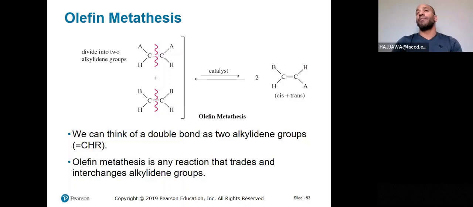Olefin metathesis, though, is an important reaction. No mechanism is required. However, olefin metathesis is about reacting two alkenes together, and those two alkenes, if they react together, are going to switch partners. What is that supposed to mean? If I have an alkene with A attached versus the one with B attached, I'm going to cleave the two double bonds and switch partners. So I'm going to end up making the cis and the trans.